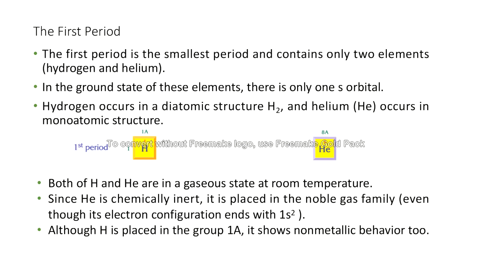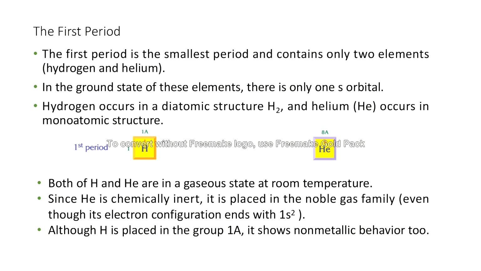The first period is the smallest period, and you already know why, because it only contains 2 elements. The 2 elements are hydrogen and helium. Hydrogen occurs in a diatomic structure. Can you see that we have the subscript 2? It means that hydrogen occurs as a diatomic molecule. And then we have helium that occurs in a monoatomic structure.